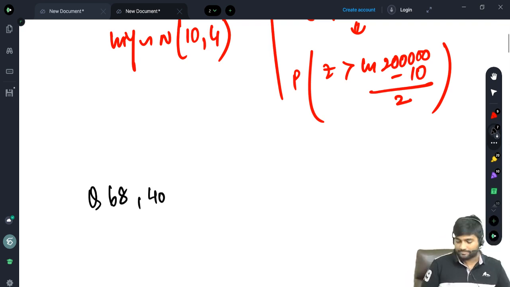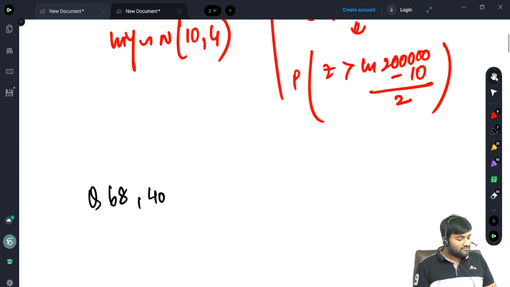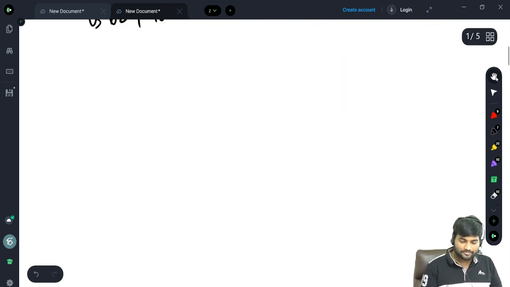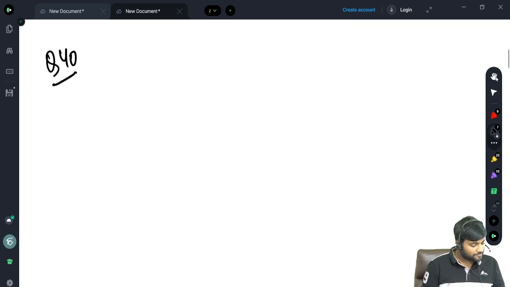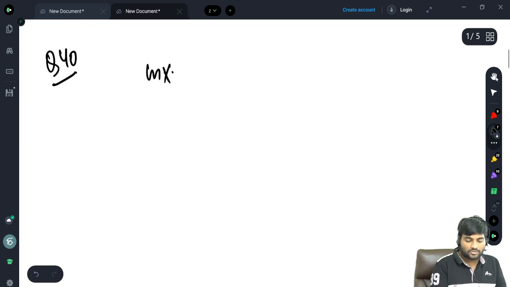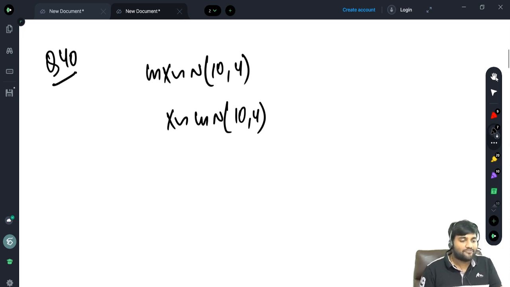Question number 40. The random variable y is equal to log x follows normal, so ln x follows normal 10,4, therefore x follows what? Log normal 10,4. Find the PDF of x.